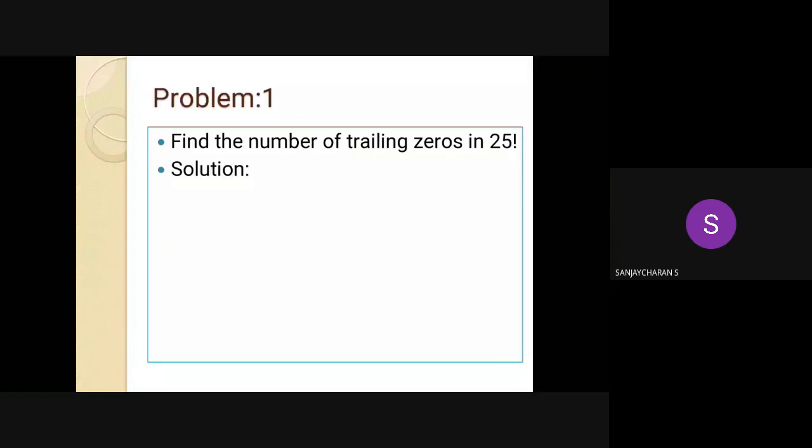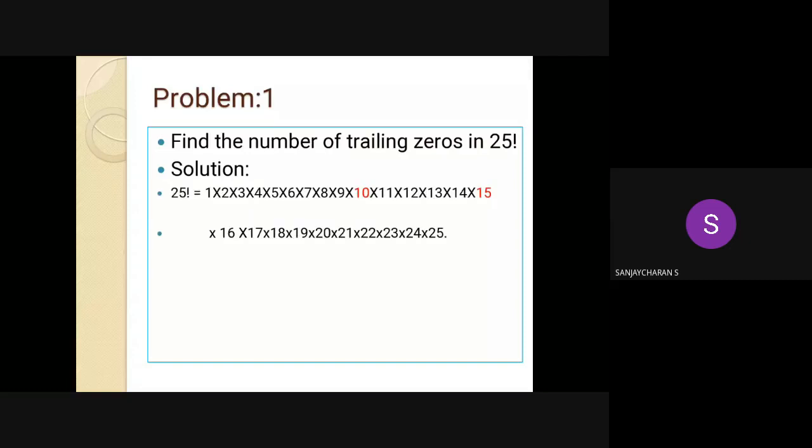Solution. I will explain how the formula exists. What do you mean by 25 factorial? 1 into 2 into 3 up to 25. What do you mean by trailing zero? At the end of the value, how many zeros do you have?